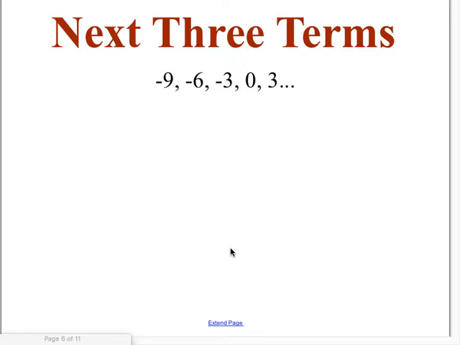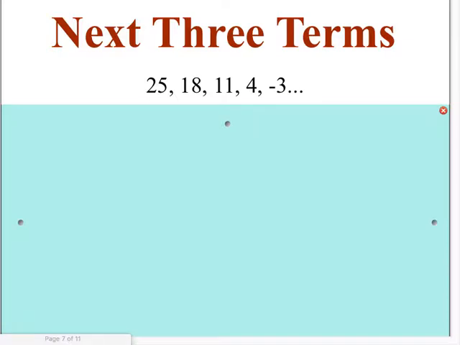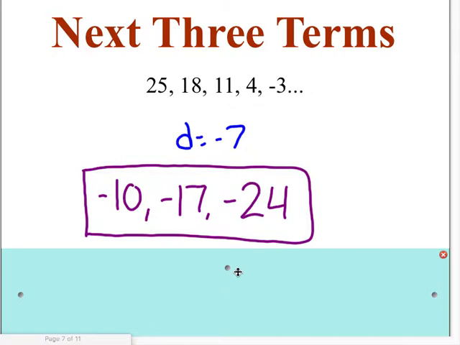Next thing we want to be able to do is find the next 3 terms or continue that pattern that we've been given. So we already said our common difference for this one was 3. So all we need to do is continue to add on 3. So 3 plus 3 gives me 6, 6 plus 3 gives me 9, and 9 plus 3 gives me 12. So those are the next 3 terms in the sequence. Go ahead, remember this is the one from before where we had a common difference of negative 7. Find those next 3 terms. You end up with negative 10, negative 17, and negative 24.